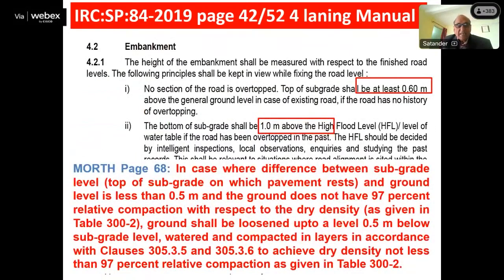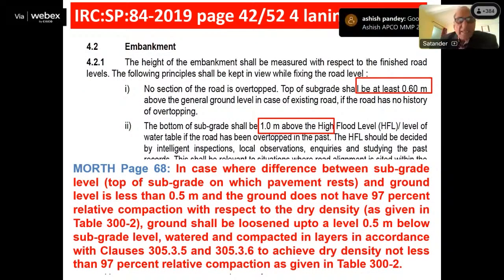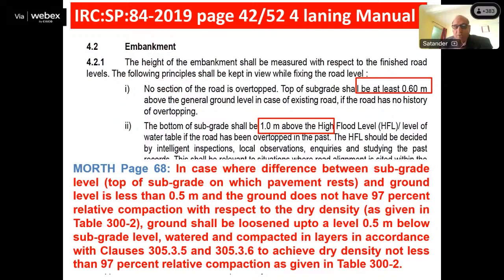Now where is it written? It is written in IRC SP 84. What is written here? The bottom of the subgrade shall be 1 meter above the HFL. In no section of the road, top of the subgrade shall be less than 0.6 meter above the ground level. If not possible, then what MORTH page 68 says, it is written here also. If not possible, then your subgrade and top of the embankment must have the same 97% compaction, density 1.75. In that case, you may avoid this. Both should be fully compacted.